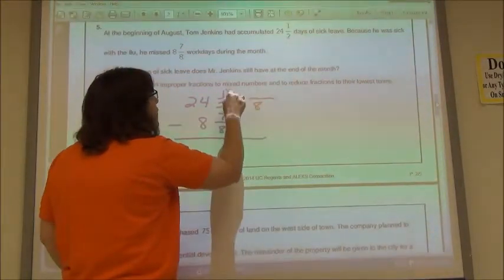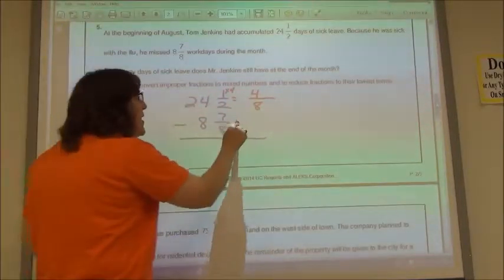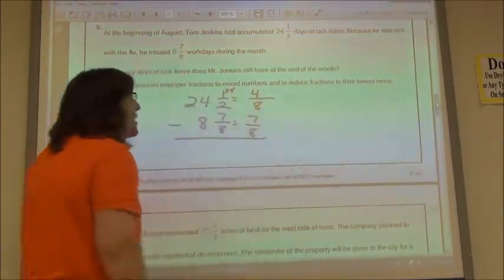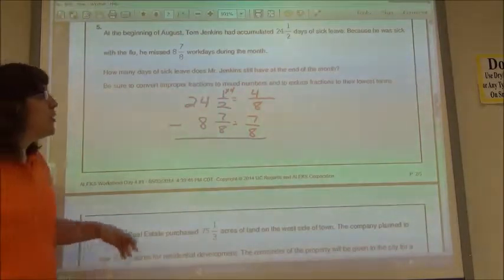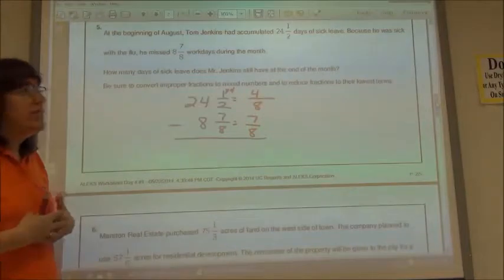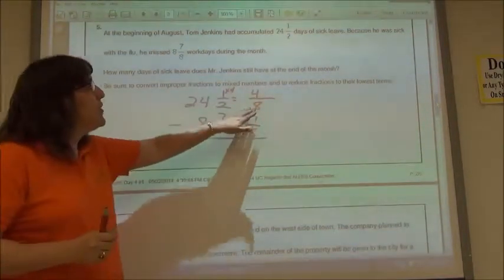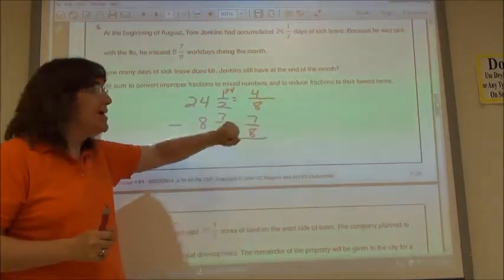2 goes into 8 4 times 1 is 4/8. 1/2 is the same thing as 4/8. And here the 7/8 isn't going to change. But our problem here is going to be that I can't take 7 away from 4. So this time when I'm borrowing, I'm not borrowing in terms of 10. I'm borrowing in terms of eighths, because 8 is my denominator.